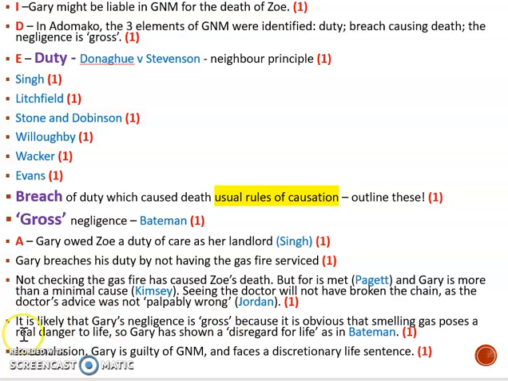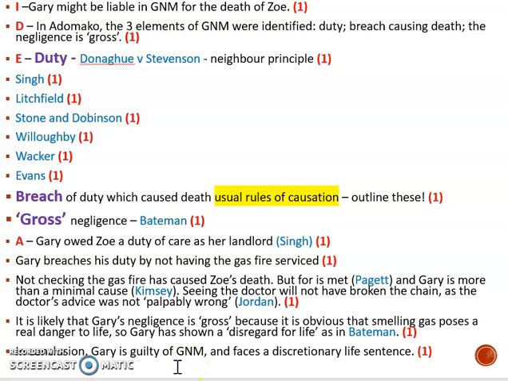And then I've said here, in terms of gross, it's likely that Gary's negligence is gross because it's obvious that smelling gas poses a real danger to life. Everyone would know that's a massively dangerous thing. So to use an actual quote from Bateman, he's shown a disregard for life. And you can say that it's so bad, it's conduct deserving of punishment. And then always nice to give a conclusion. So in conclusion, Gary's guilty of gross negligence manslaughter, can get a discretionary life sentence.